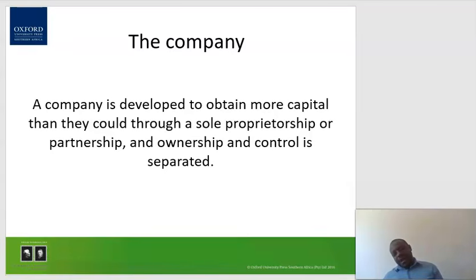Then in terms of the company, a company is developed to obtain more capital than they could through sole proprietorship and partnership, and ownership and control is separated. So it's a form of business enterprise where ownership is separated from control. People who actually own the business are separated from those that run it or those that control it. So it's controlled and run by directors, but it is owned by the shareholders.